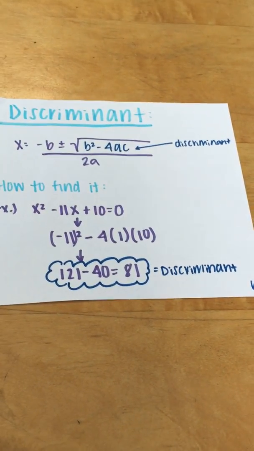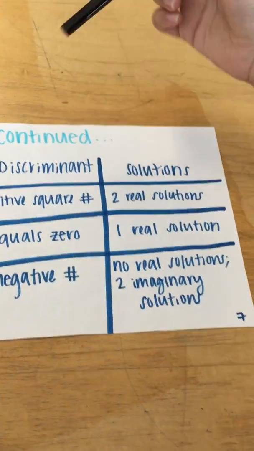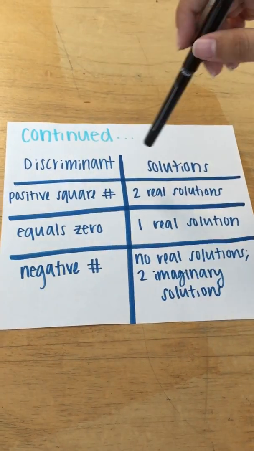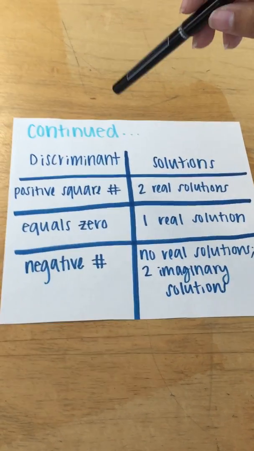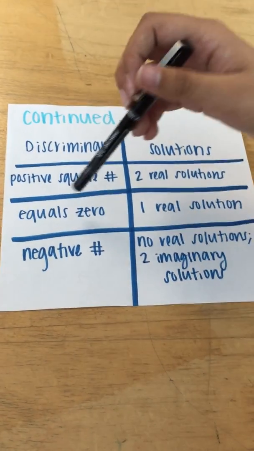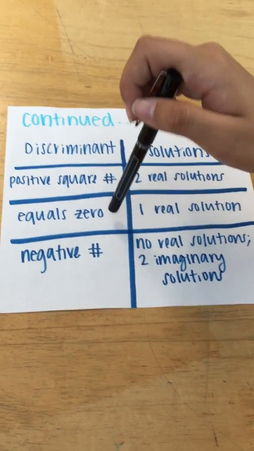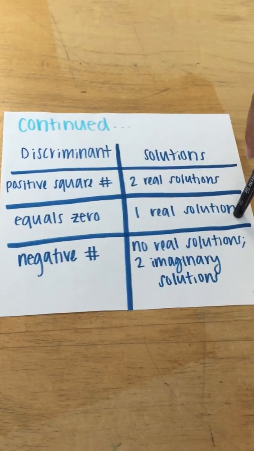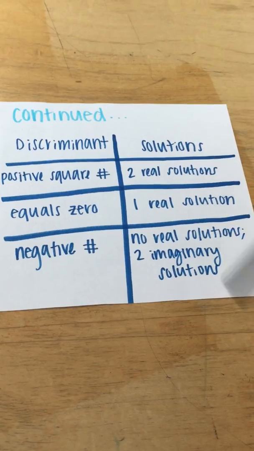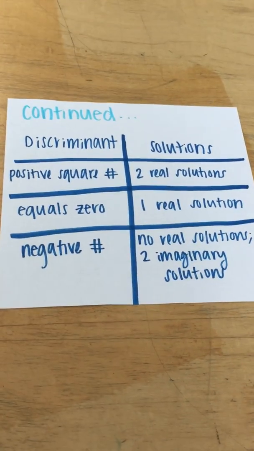And the discriminant helps you find the different solutions. So since 81 was a positive square number, you get two real solutions, which are x equals 9 and negative 9. If the discriminant equals 0, you'll only get one real solution, and if the discriminant is a negative number, you get no real solutions or two imaginary solutions.